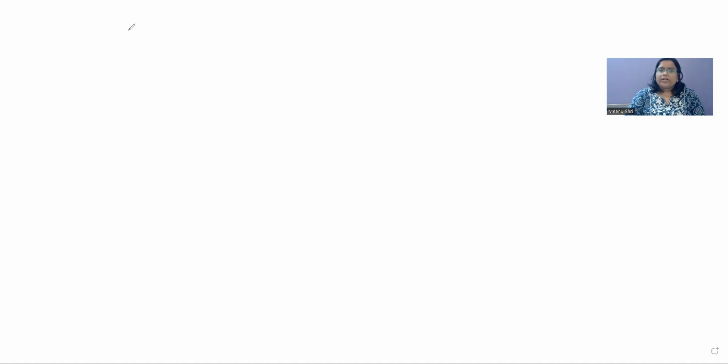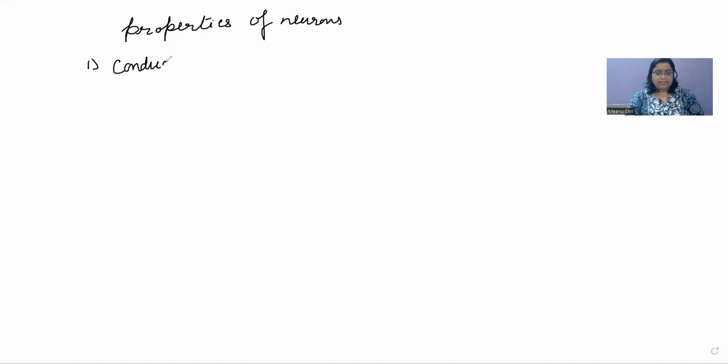So today in this topic we are going to discuss the properties of nerve fibers or neurons. Neurons show particular properties or characteristics, which are stated below. The first one is conductibility or conductivity. The second one is excitability. Third is the refractory period.